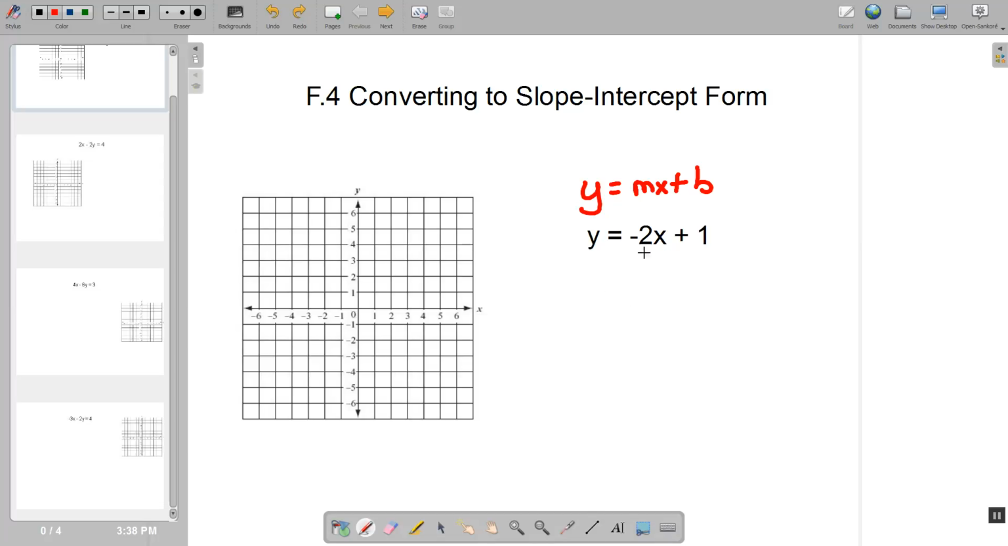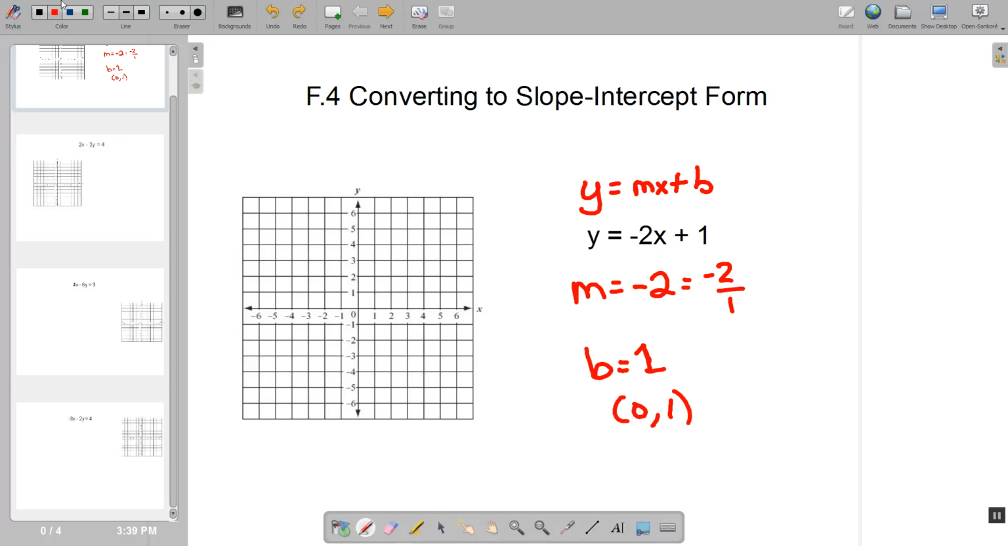To review what that is, our slope is going to be -2 for this equation, and we want to write that as the fraction -2 over 1. And our b value, or our y-intercept, is +1 here, or the ordered pair 0, 1.